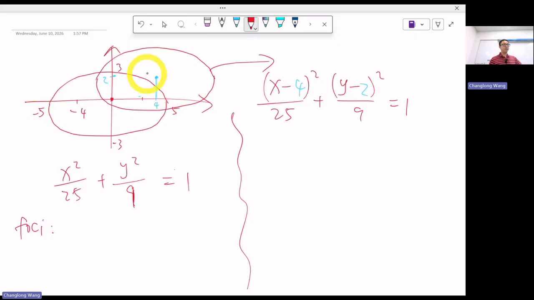A is 5, B is 3. I believe that C is 4, right? Would you say that the foci are plus or minus 4, 0, right? What about the vertices? Plus or minus 5, yeah.